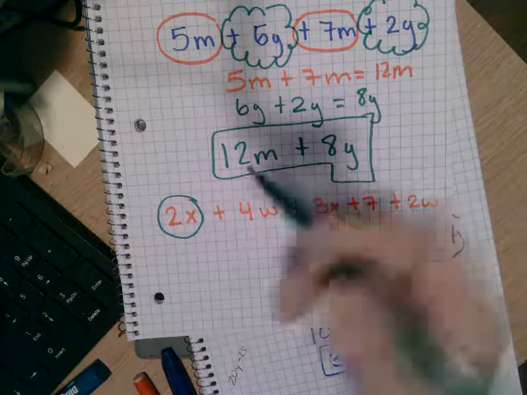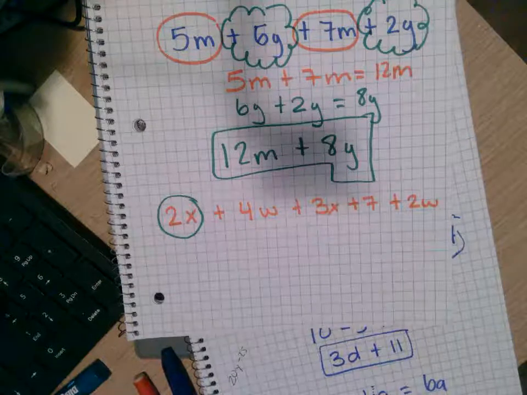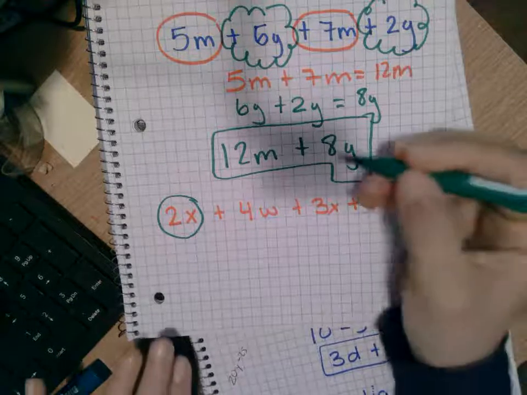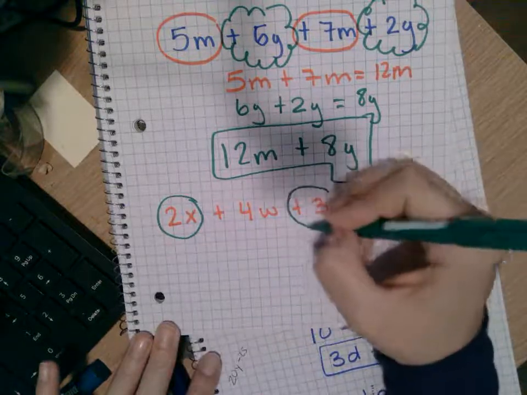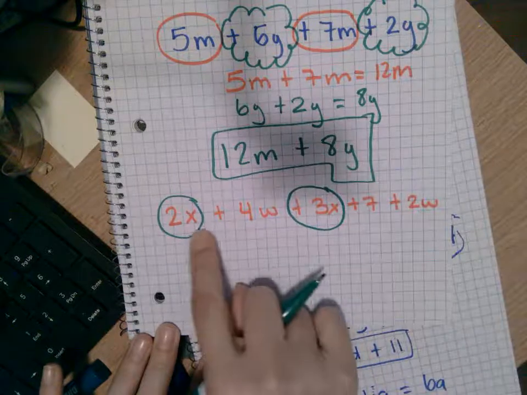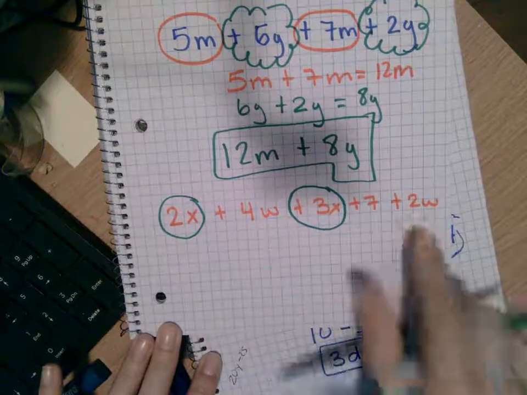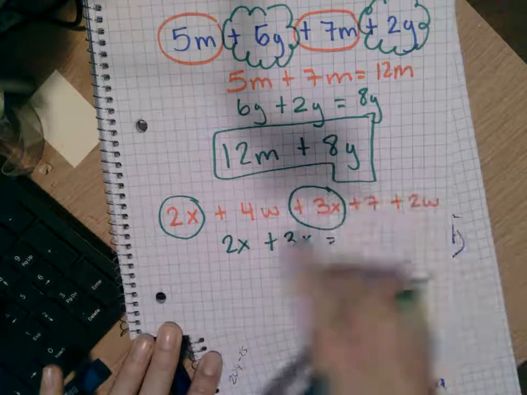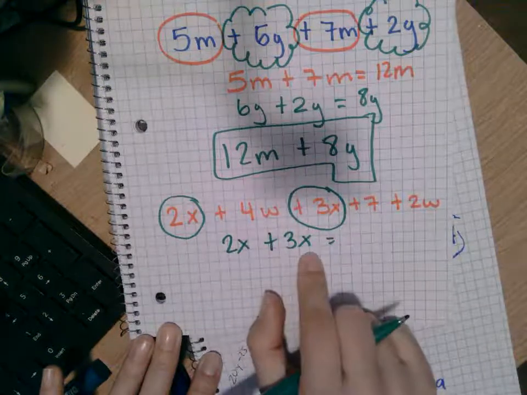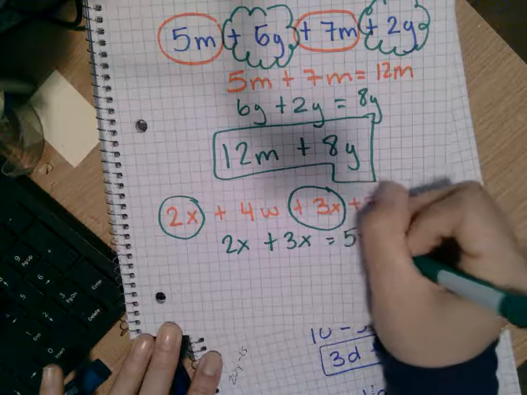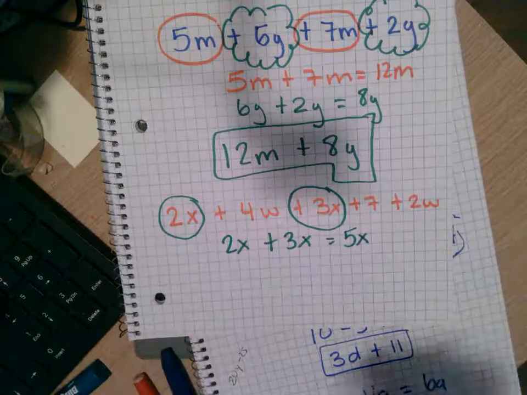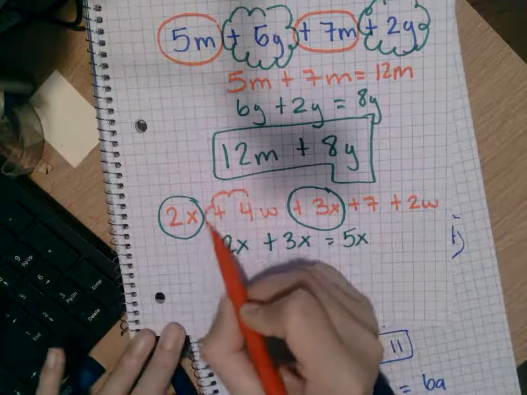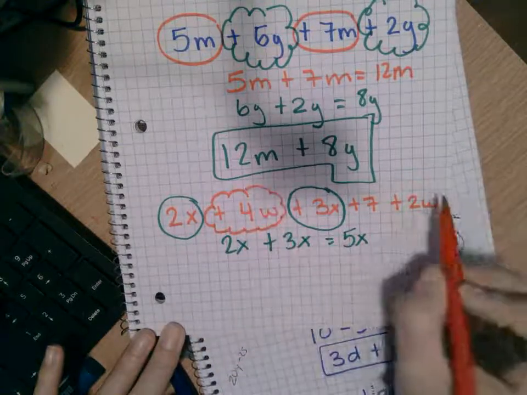Okay, so I'm going to circle all the ones that have an x on it. I'm going to circle the 2x. I'm going to circle the 3x. Anything else that has an x? Nope. So I have 2x plus 3x. So 2 x-rays plus 3 x-rays is equal to 5 x-rays. Now, the next thing that I have are w's, so I'm going to bubble in the w's.